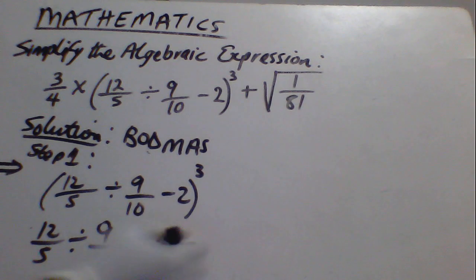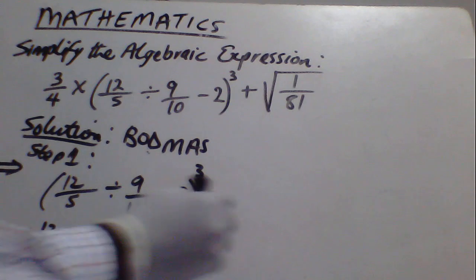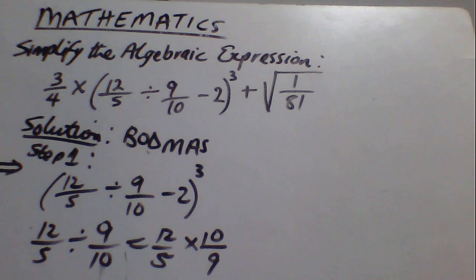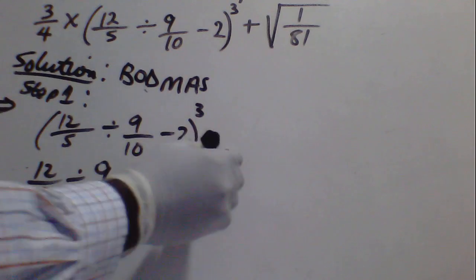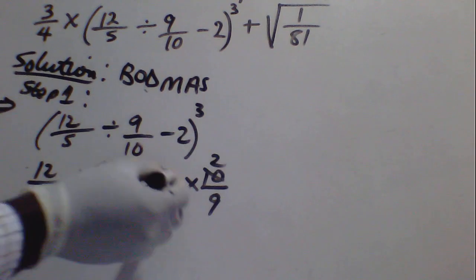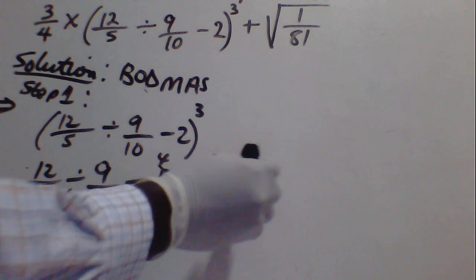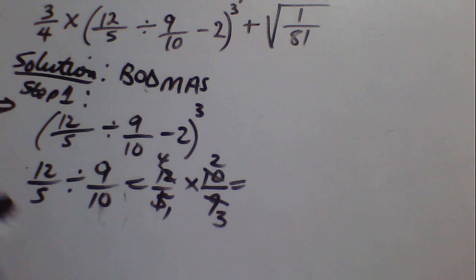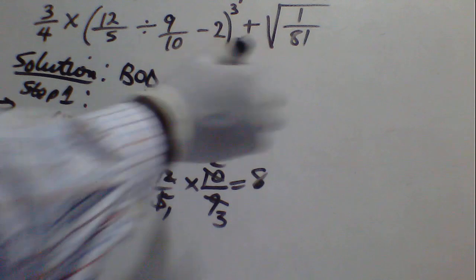When a fraction is divided by another fraction, you multiply the first fraction by the reciprocal of the second fraction, that is 10 over 9. So from here, 5 divided by itself will give us 1. 10 divided by 5 will give us 2. 12 divided by 3 will give us 4. 9 divided by 3 will give us 3. 4 times 2 will give us 8.